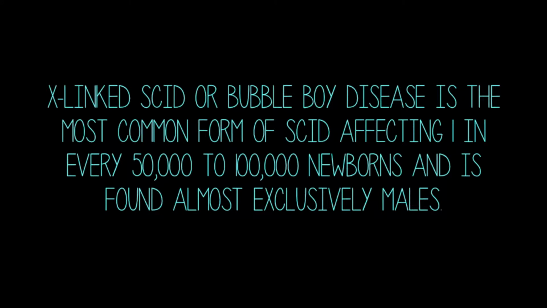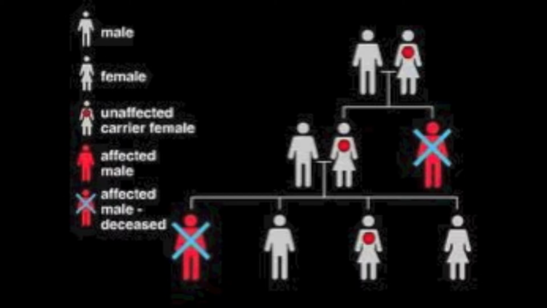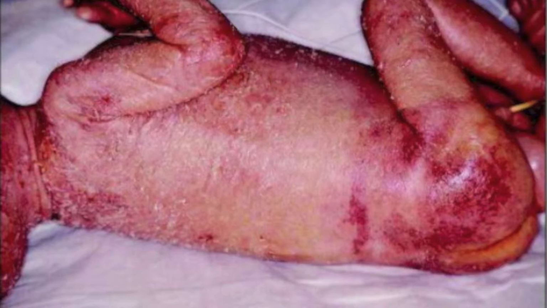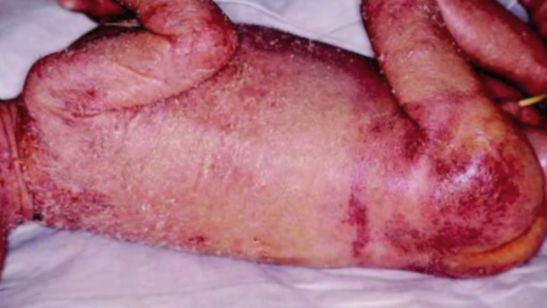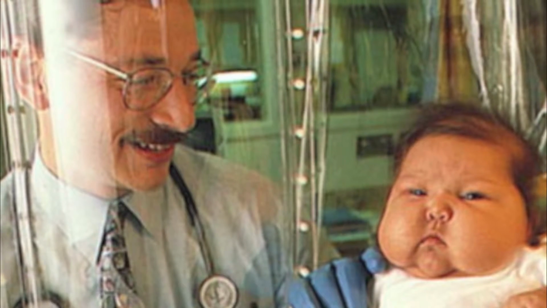X-linked SCID, or bubble boy disease, is the most common form of SCID, affecting 1 in every 50,000 to 100,000 newborns, and is found almost exclusively in males. It is a sex-linked inherited disorder that causes the patient to have recurrent and persistent infections that people with normal immune systems wouldn't even notice, but can be catastrophic to a person with SCID. Infants with X-linked SCID experience skin rashes, diarrhea, and delayed growth and development.